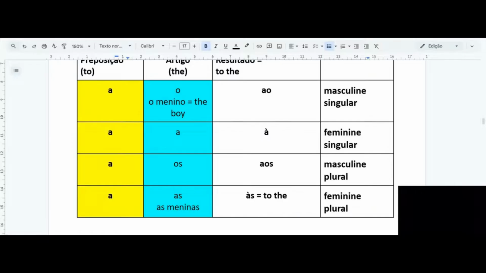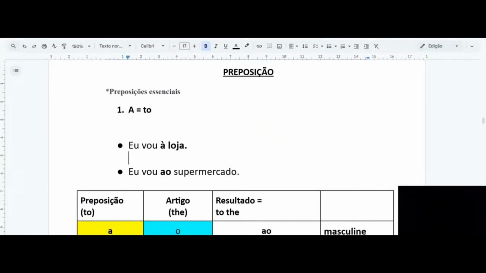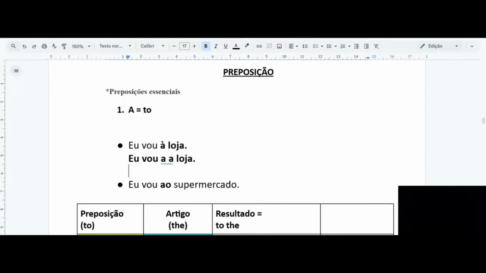Okay. So now let's come back to our sentence. We said we could see it was stated "eu vou à loja". So it was supposed to be "eu vou à loja". Okay, this is how the sentence was supposed to be. But as I said earlier, as we explained, as we checked the rules, they said when these two meet, we join them to form the one we have on top.